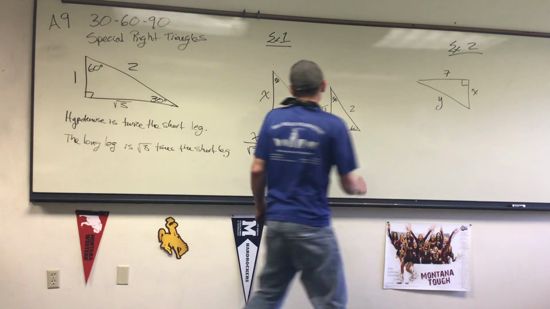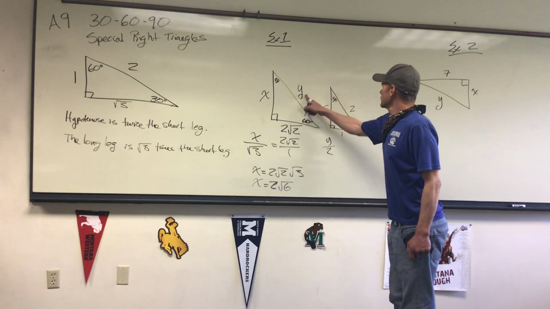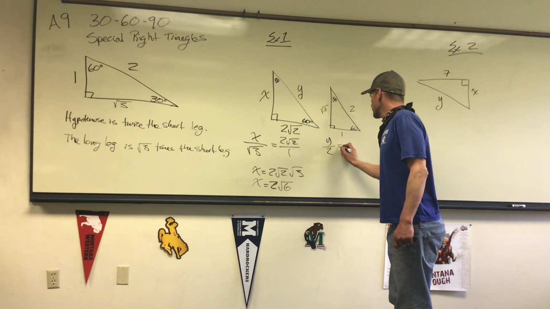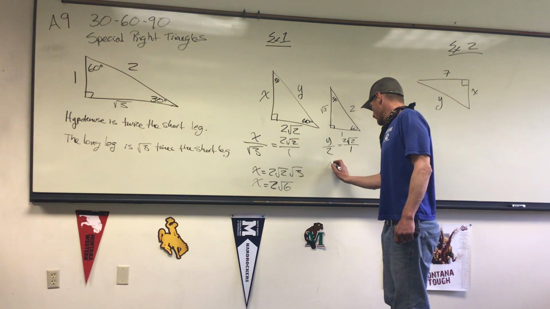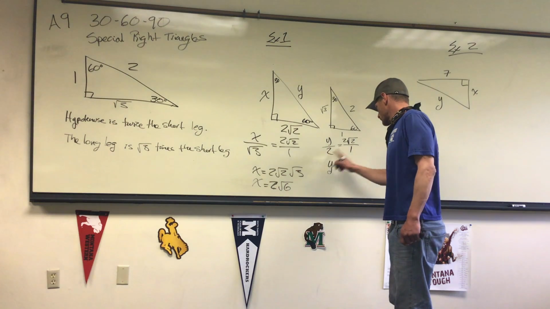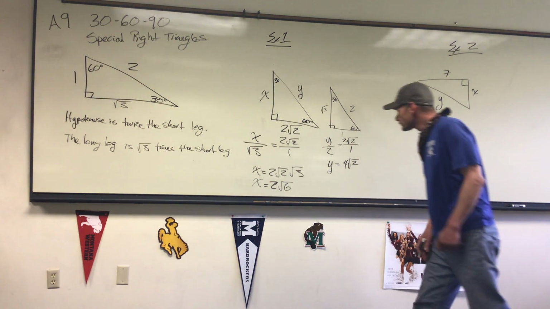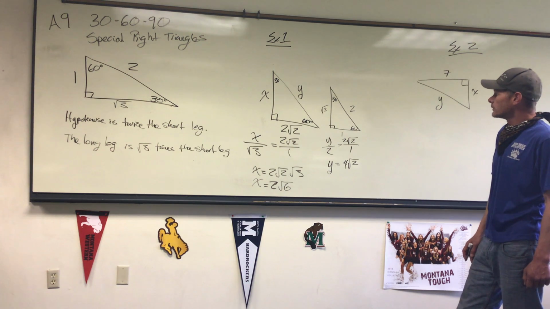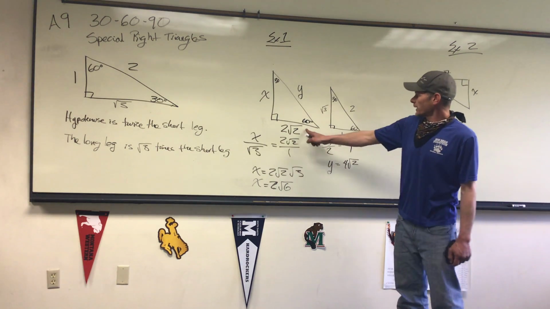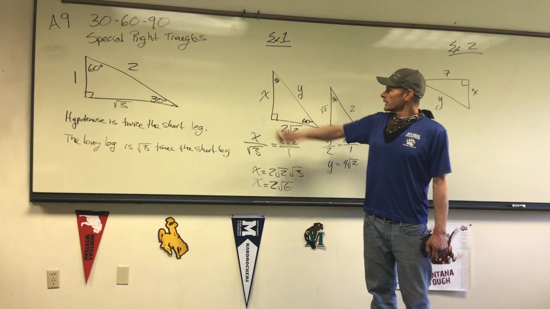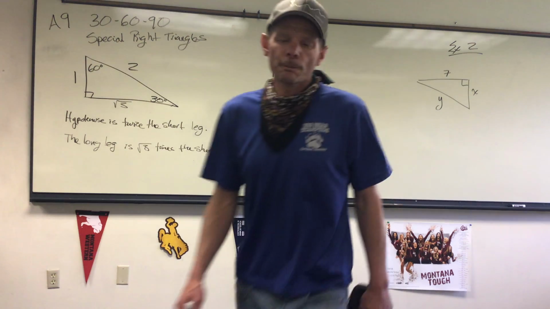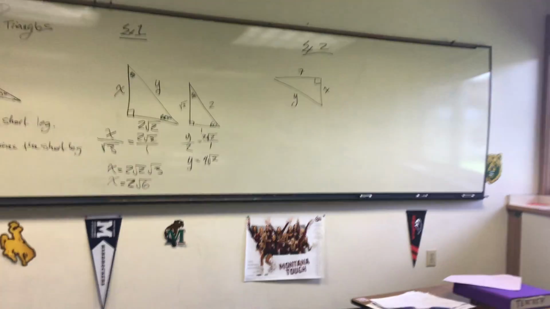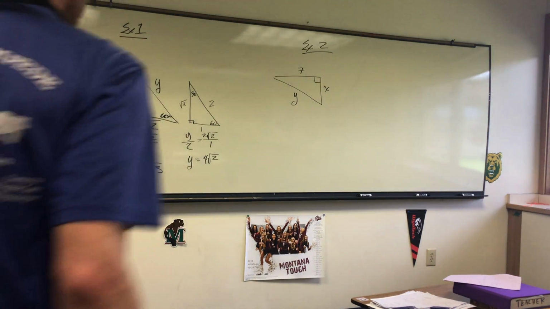Let's do the same for y. y is to 2 as 2 square roots of 2 is to 1. So I multiply, and I have y is equal to 4 square roots of 2. And there we go. We have done it. The hypotenuse is twice the short leg, and the long leg is square root of 3 times the short. Okay? If you can use the words, use the words. If you want to draw the picture, draw the picture. Whatever way you want to do.